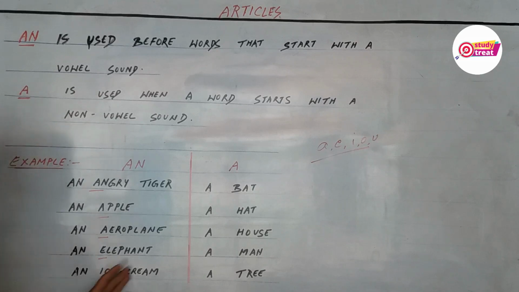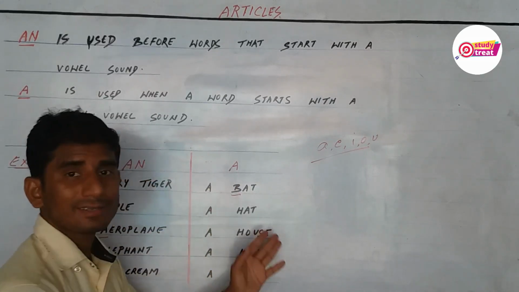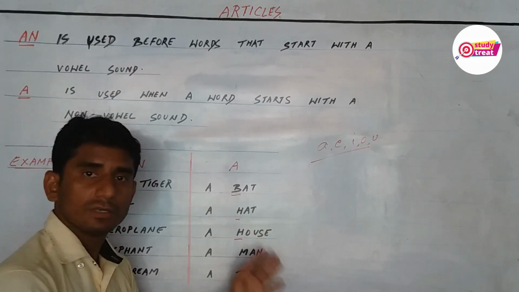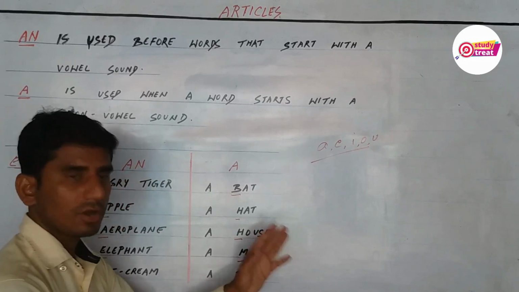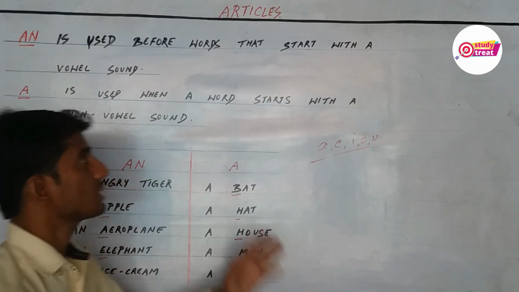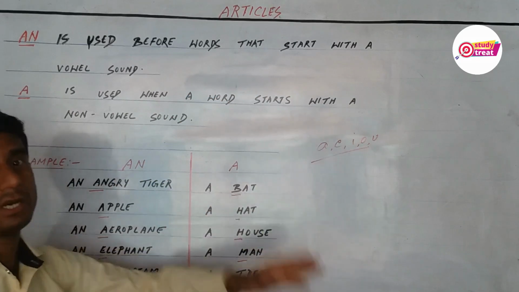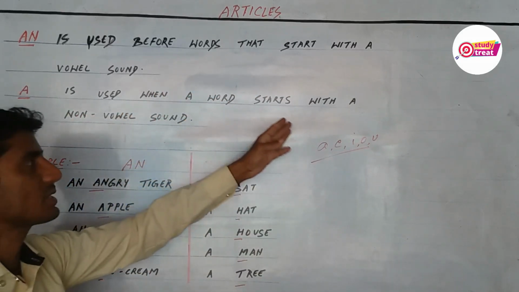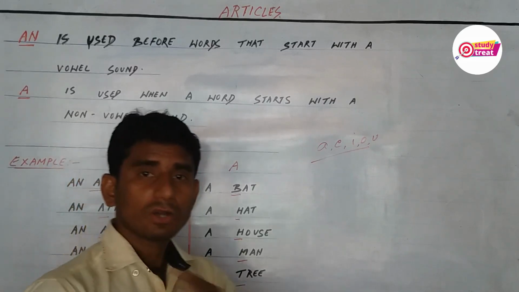So it is clarified. Bat has a consonant sound. Hat has a consonant sound, H has a consonant sound. Man has a consonant sound, and tree has a consonant sound. So it is clear that an is used before words that start with a vowel sound, and a is used when a word starts with a non-vowel sound. That means it falls in the consonant sound.